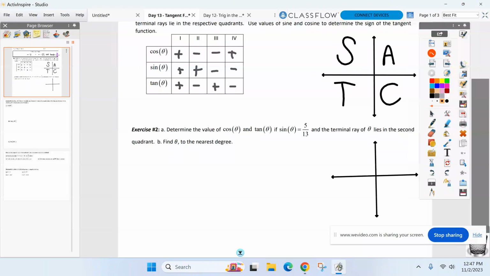Everyone set up your XY axes so I can get a little diagram. The terminal side goes through quad 2, so what's that triangle going to look like? Go ahead, try to draw it. What's your triangle going to look like in quad 2? Draw a bow tie off to the side if you forget.